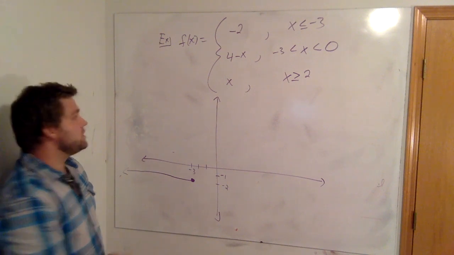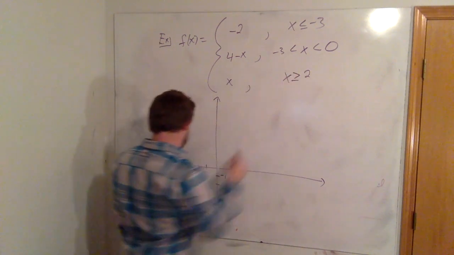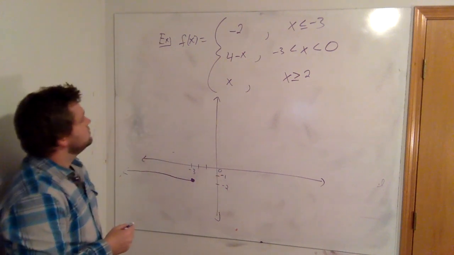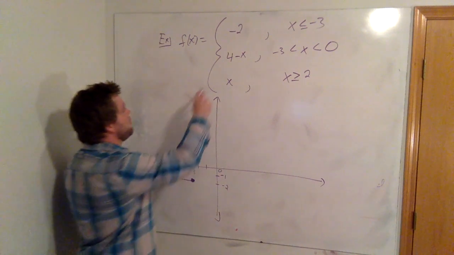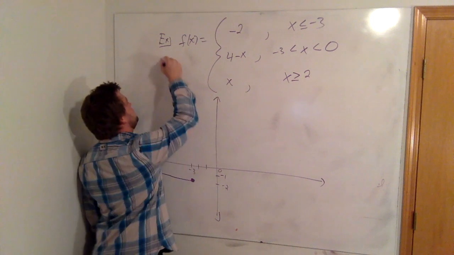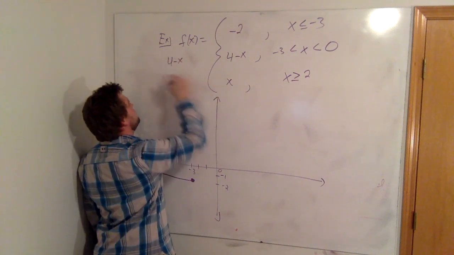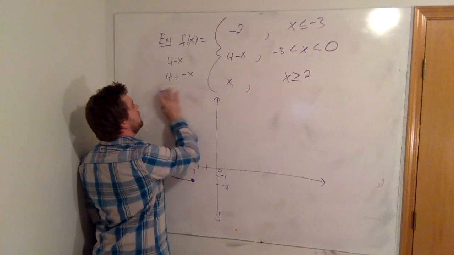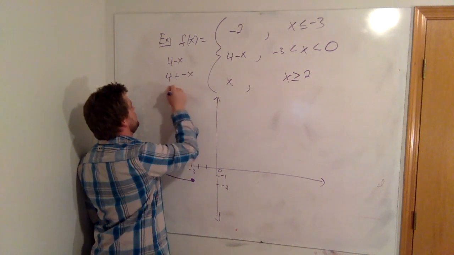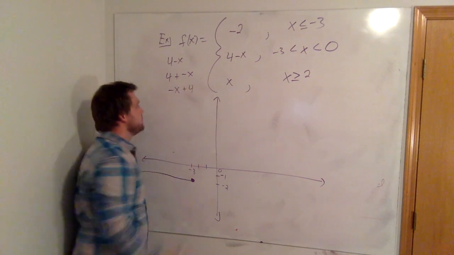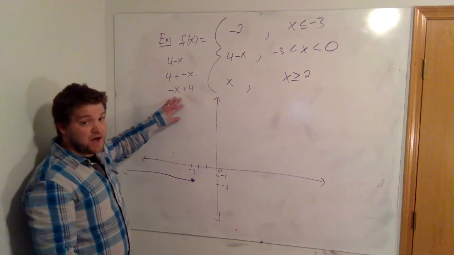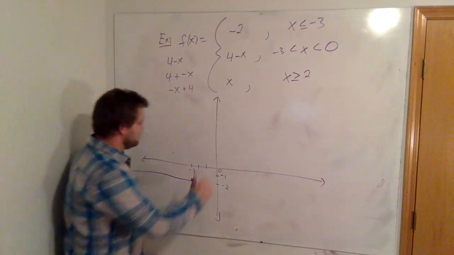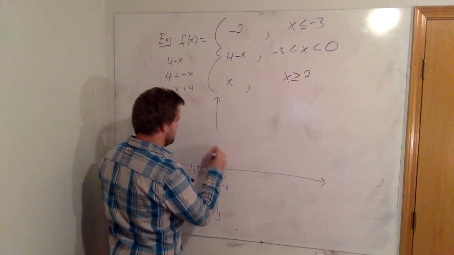Okay, so now what's going on between -3 and 0? Well, the graph looks like 4 minus x. If you think about the graph 4 minus x, you could think about this as plus the opposite. You can switch the order of addition, so -x plus 4. So we can think of this as a line. It has a y-intercept of 4 and a slope of -1. So let's go up to 4.